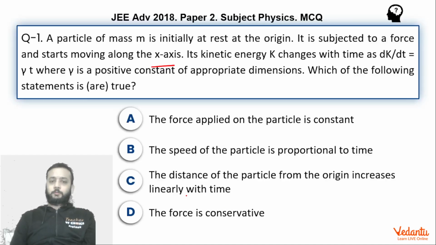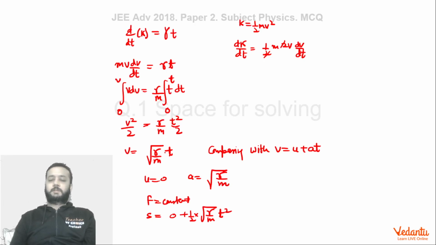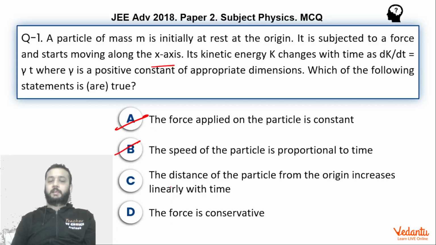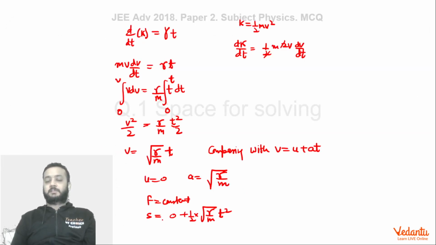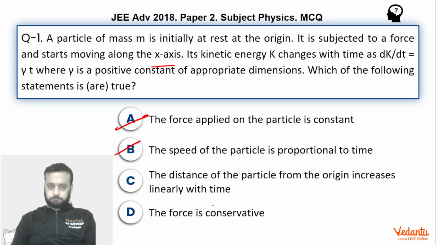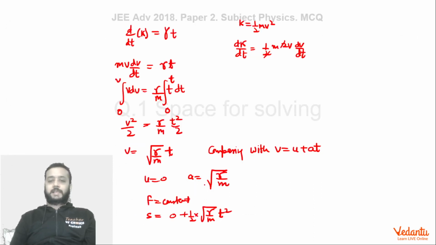Okay, now let's go back to the options. Force applied on the particle is constant, this is correct, because acceleration was constant. Speed of the particle is proportional to time. You can see from here v equals some constant into time, hence this is also correct. Distance of the particle from the origin increases linearly with time, this is wrong, because this is proportional to square of time, so option C is wrong. Option D, force is conservative, this is correct, because constant forces are conservative in nature. So since acceleration is constant, force will also be constant, so option D will also be correct.